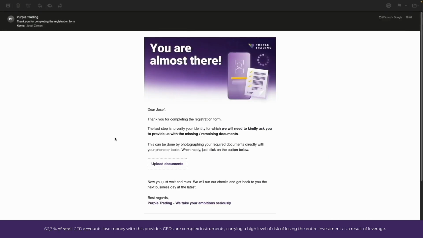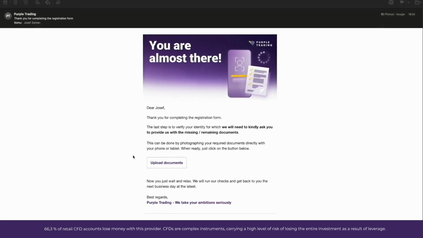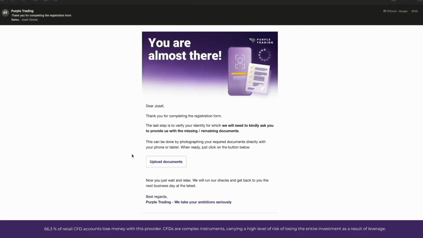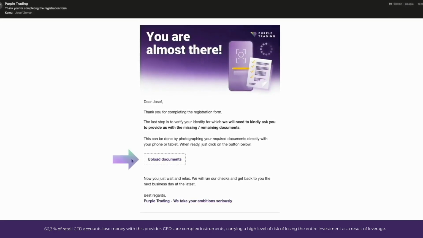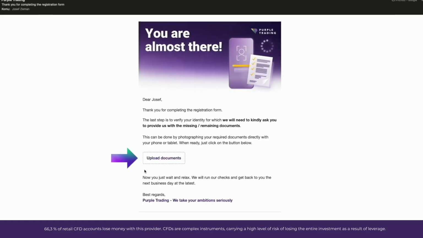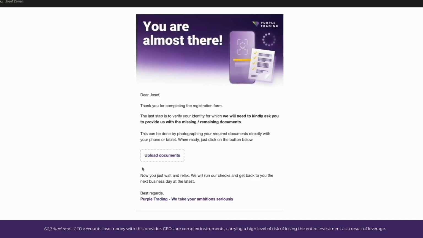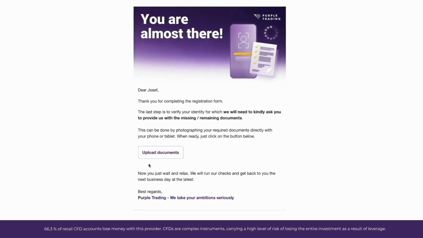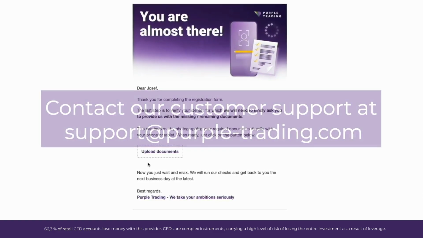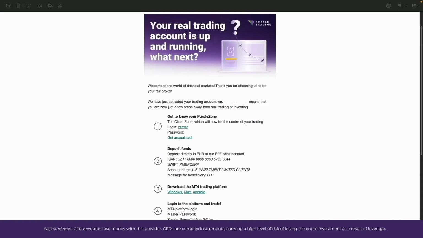Once you have completed the registration and verified your identity, you will receive a confirmation email to send your live account application. At that point, we'll begin evaluating your application as soon as possible. If you choose to upload your documents later, you can click to upload your documents directly via the link in the email. The time it takes to process your application from submission may vary, but you can expect to hear from us within 1 business day at most. If you still do not receive any email, please contact our customer support at support@purple-trading.com.